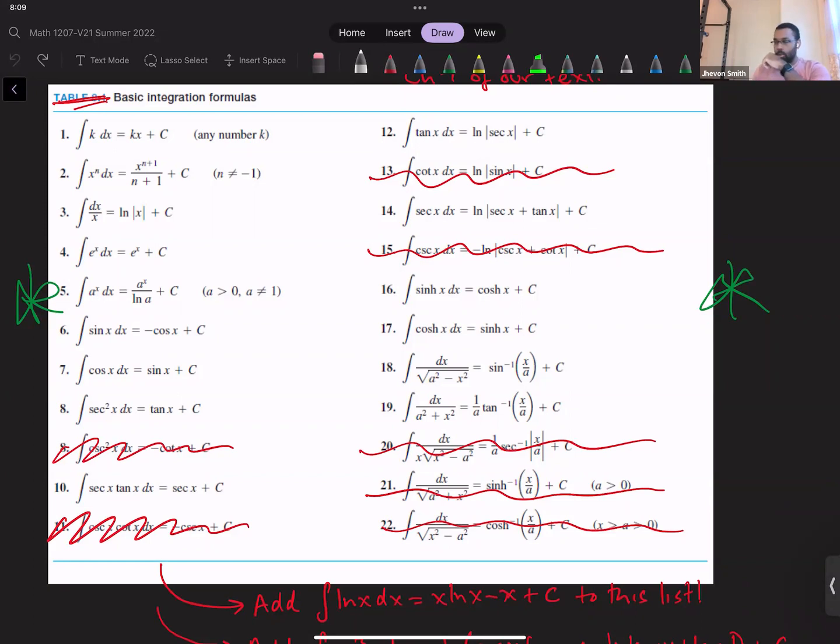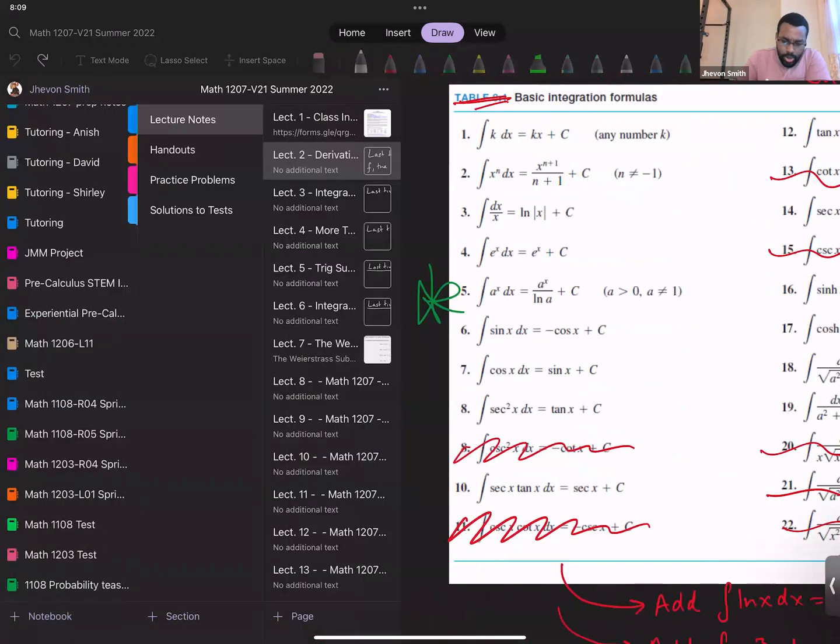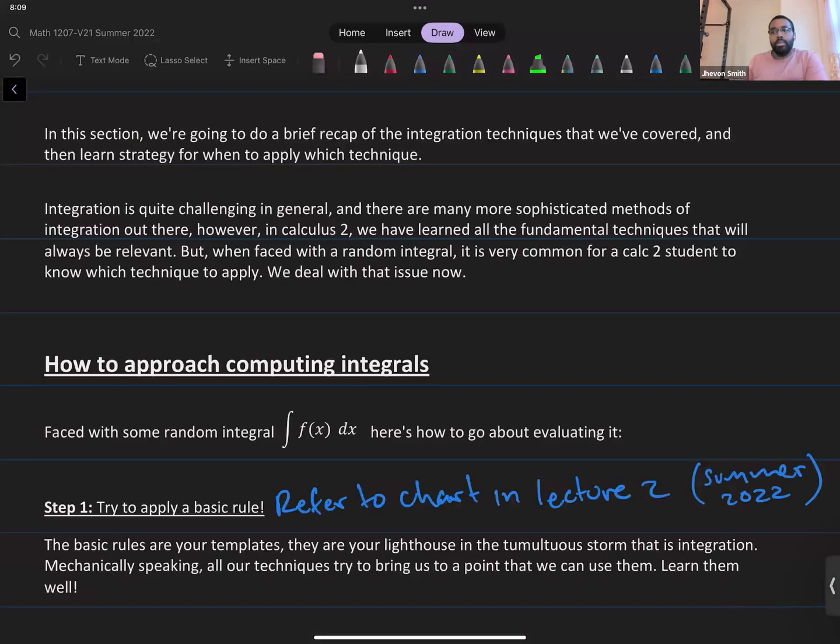And like I was mentioning earlier, every technique that we have is essentially trying to get things to look like this table of basic rules. Either it is in the form of a basic rule or it's not, but you try to make it look like a basic rule. We have all these techniques to get it to look that way. So that is always the first thing you think about. So we're in lecture 7.